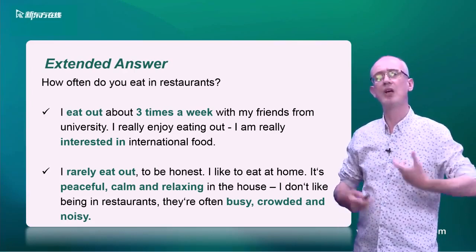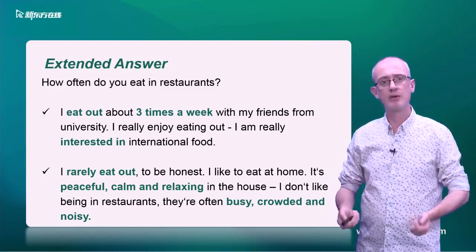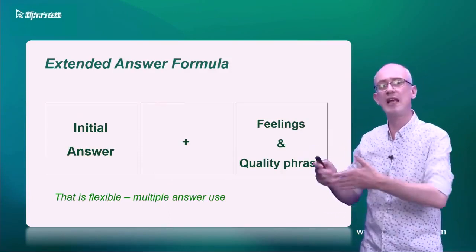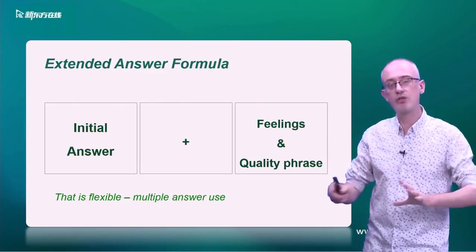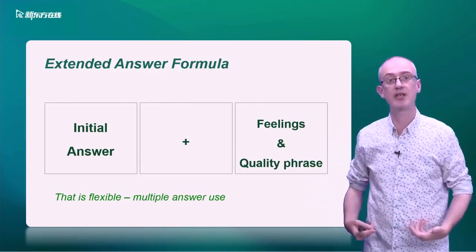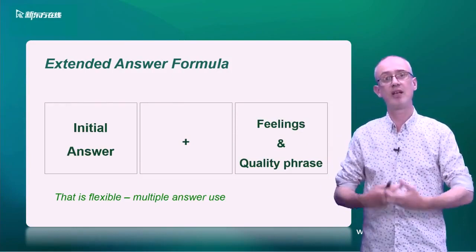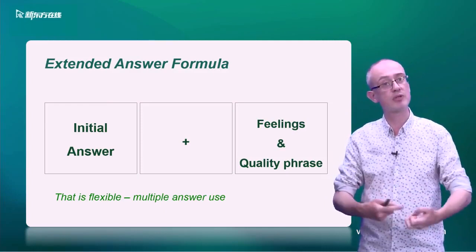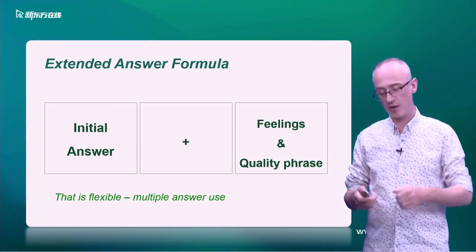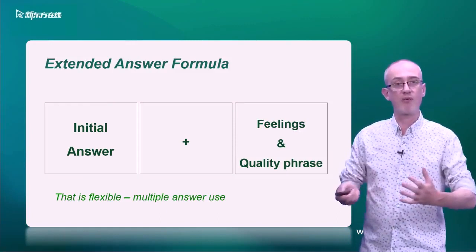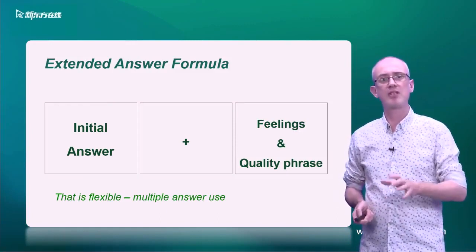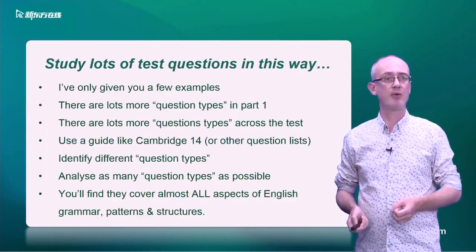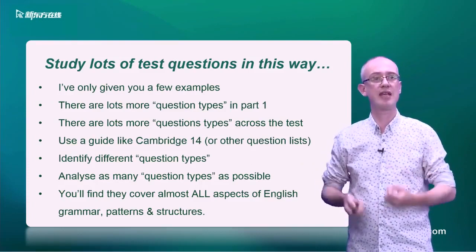Rhythm, rhythm, rhythm. Using the adjectives to create rhythm to extend our answers to sound more fluent. So initial answer plus feelings and quality phrase. And I've just given you some tips about how you collect adjectives. Again, in phrases, not in individual word lists, and in phrases where you can describe things in groups of 2 or 3 adjectives sometimes when appropriate. So this is a kind of flexible method, but it's still a method you can pretty much use in multiple different answers. So study lots of test questions in this way.